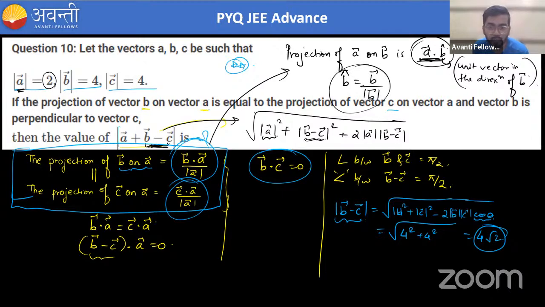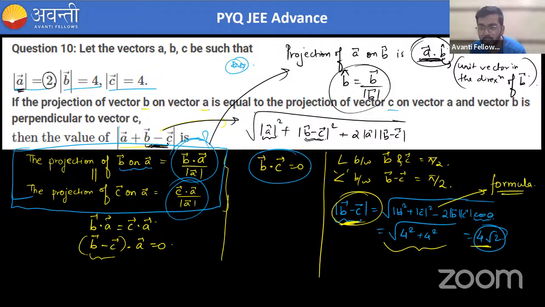So this was one takeaway, and the other takeaway was what we are supposed to do with modulus of b bar minus c bar. How to find modulus of b bar minus c bar? We simply applied this formula, which is the basic formula taught at the beginning of the vector chapter. So I hope you guys understood the question. Let us move ahead with another question and try to solve it.